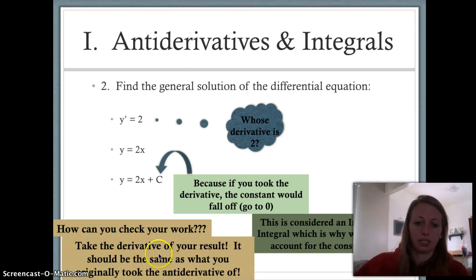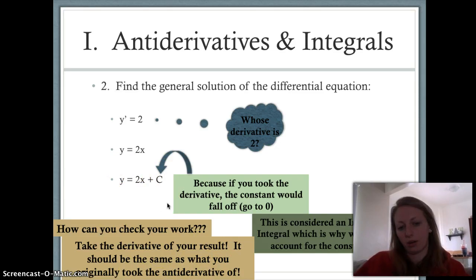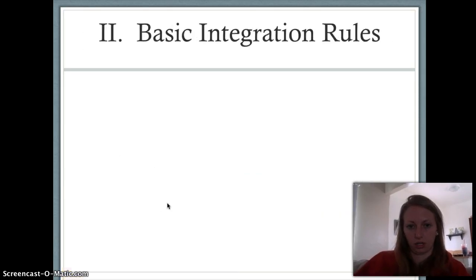You can check your work by taking the derivative of your result. Again, the derivative of y equals 2x plus c is y prime equals 2. So we've checked our work.